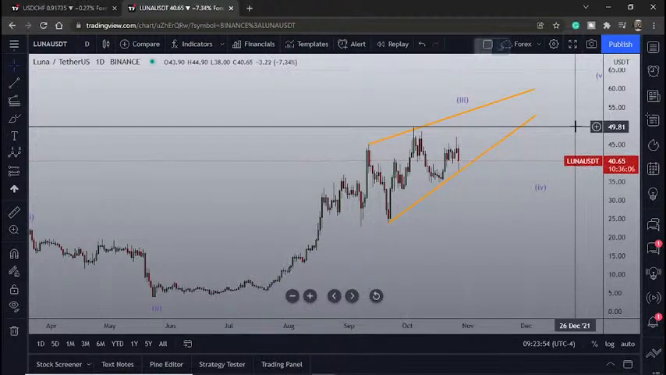Philip Raphael's asking a question. Hi Richard, I heard that one should only use fractals as points for a pitchfork. Is this true or not? Philip, I absolutely have no idea if that's true or not.